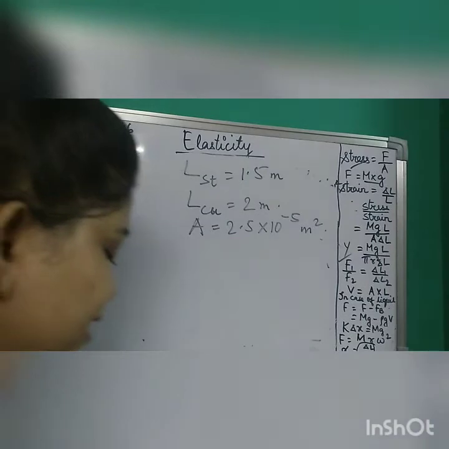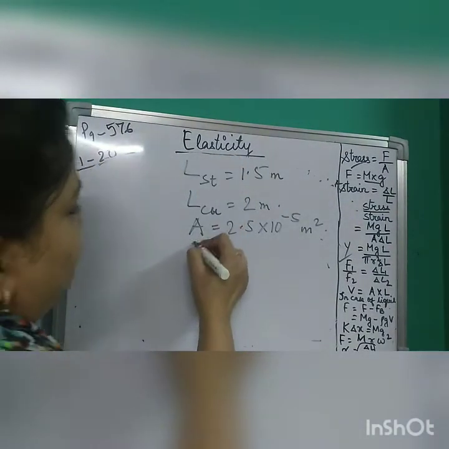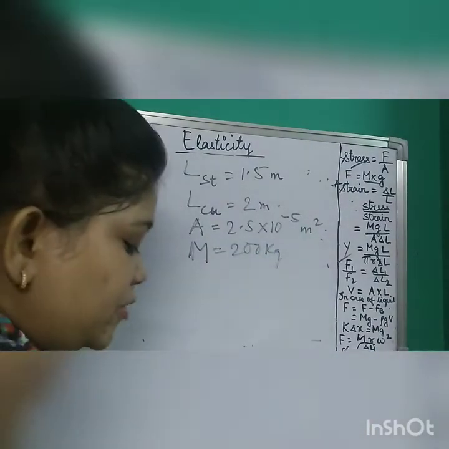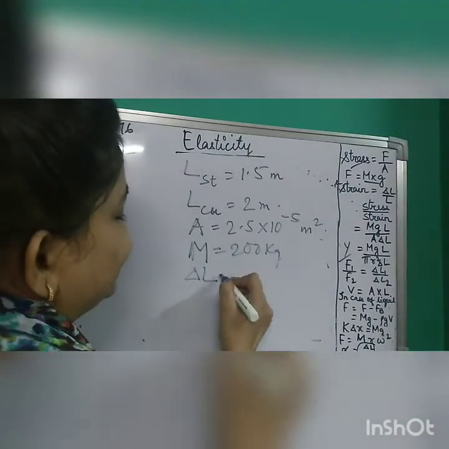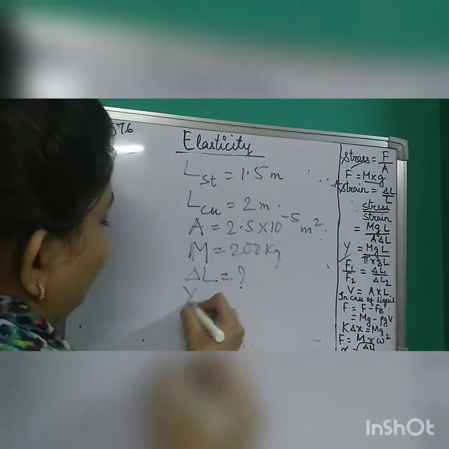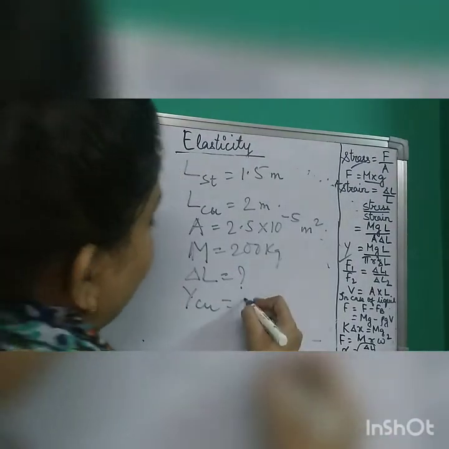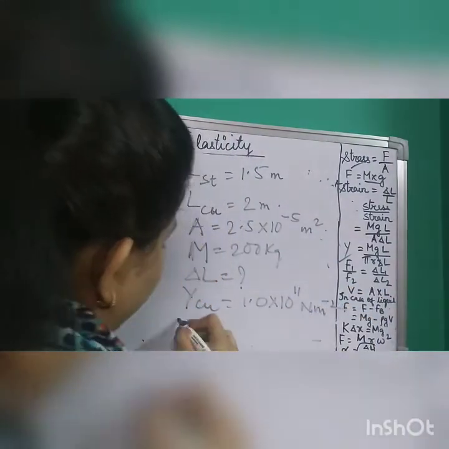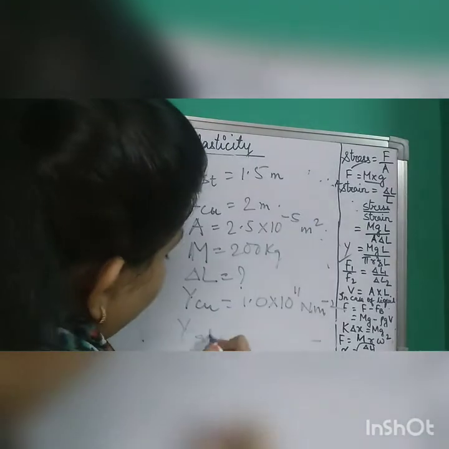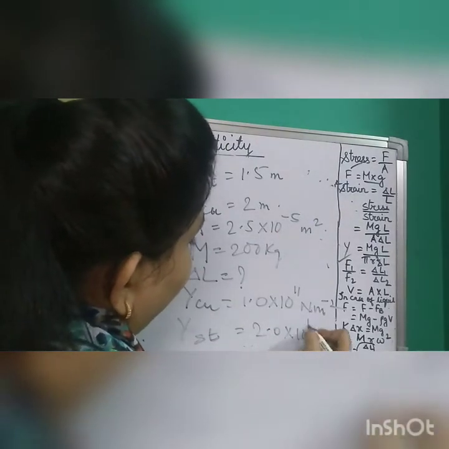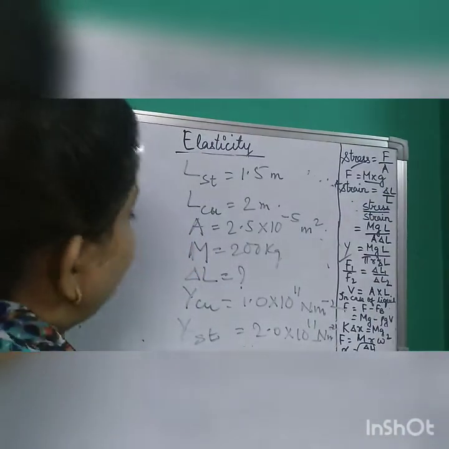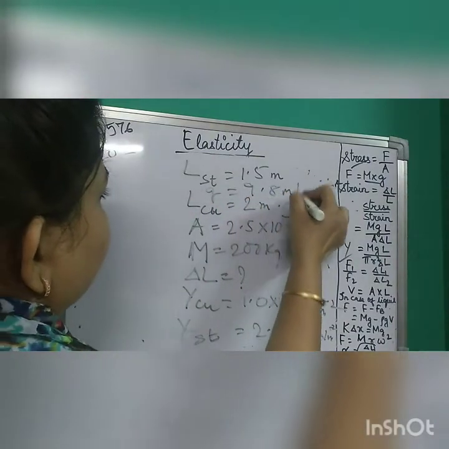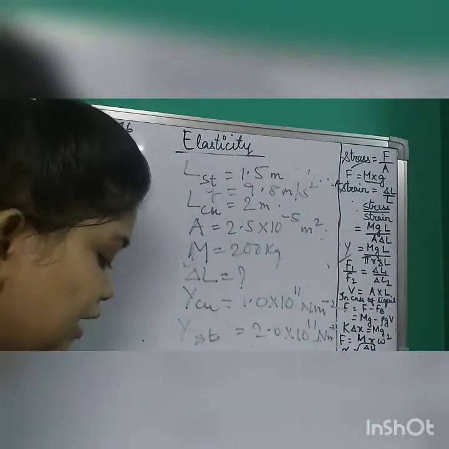Okay, what else is given? It is loaded with a mass of 200 kg. Means on both of them the mass is 200 kg. Now find the extension produced. You have to find out the extension produced. What else is given? Young's modulus of copper is 1 into 10 to the power 11 Newton per meter square. And what is the Y of steel? It is given as 2 into 10 to the power 11 Newton per meter square. And g is given as 9.8 meter per second square. So what you have to find out? You have to find out the delta L.